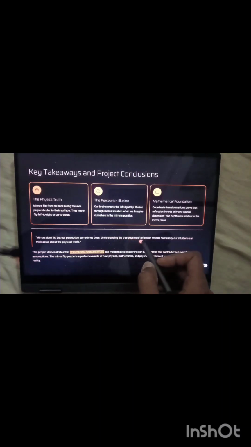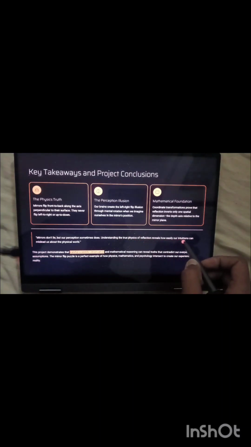Mirrors don't lie, but our perception sometimes does. Understanding the true physics of reflection reveals how easily our intuition can mislead us about the physical world.